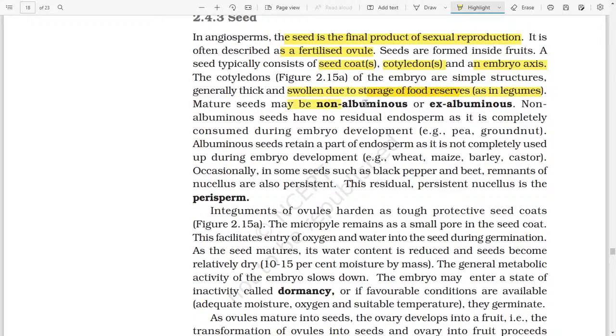Mature seeds may be non-albuminous or albuminous. Non-albuminous seeds have no residual endosperm as it is completely consumed during embryo development. Pea and groundnut have non-albuminous seeds. Albuminous seeds retain a part of the endosperm as it is not completely used up during embryo development, as in wheat, maize, barley, and castor. Occasionally, in some seeds such as black pepper and beet, remnants of the nucellus are also persistent. This is also known as perisperm.